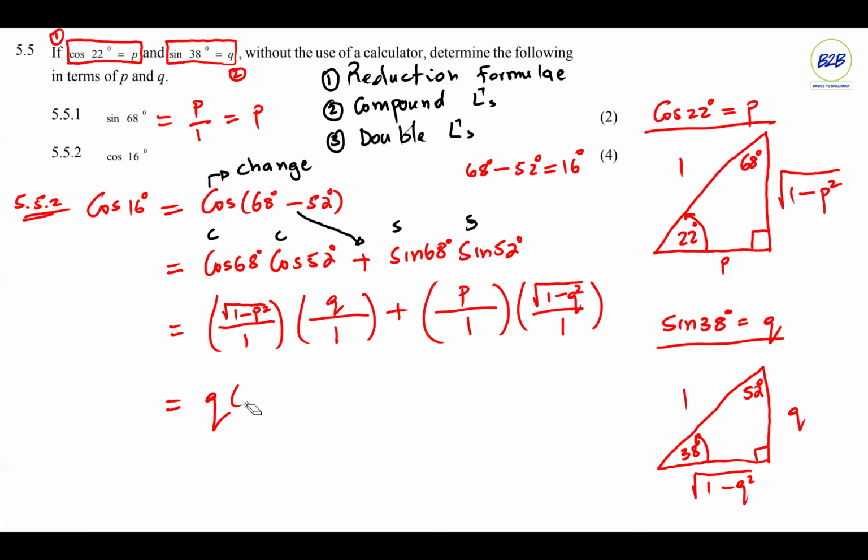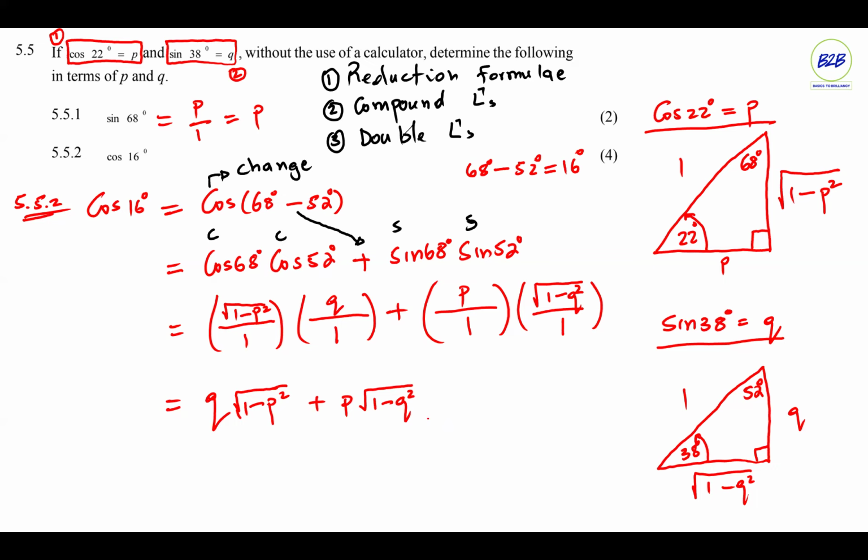The numerator with the numerator, we get q root of 1 minus p squared, plus the numerator with the numerator, we get p root of 1 minus q squared. Then we multiply the denominators. 1 times 1, that is 1. We don't have to write 1 as a denominator. And that, folks, is the final answer for cos of 16 degrees.